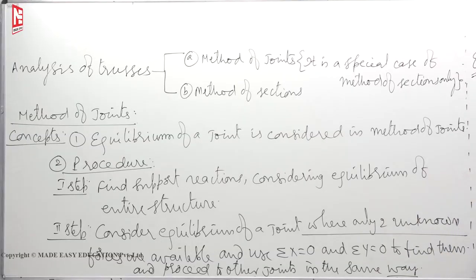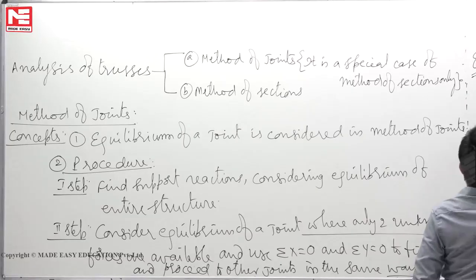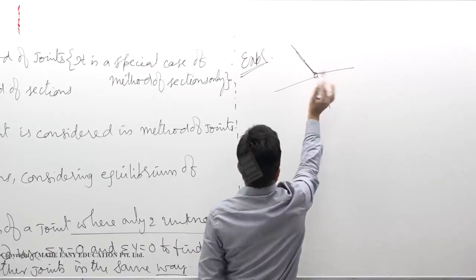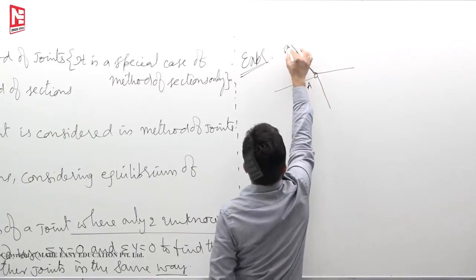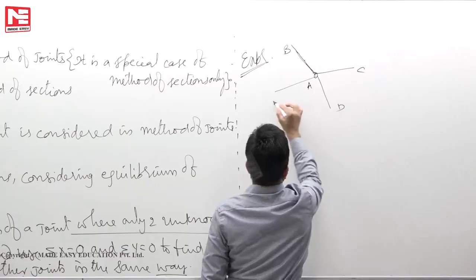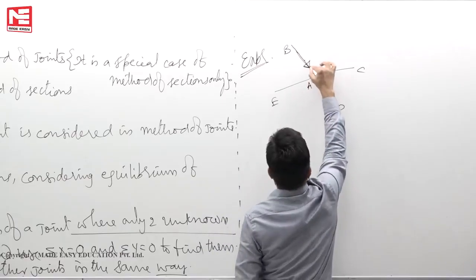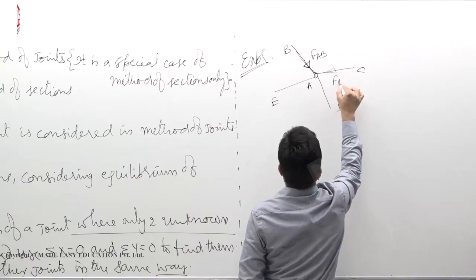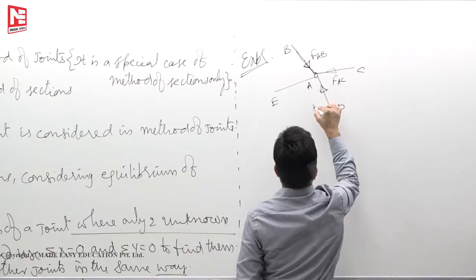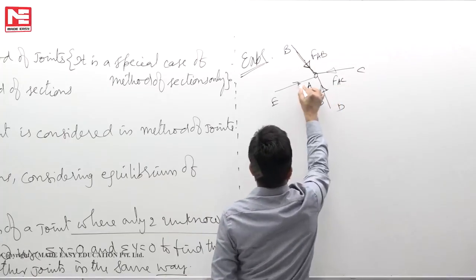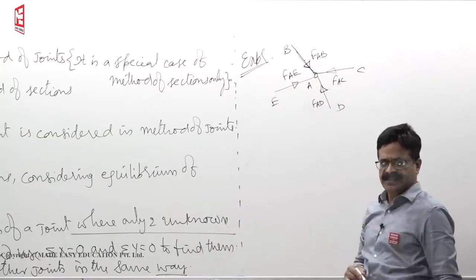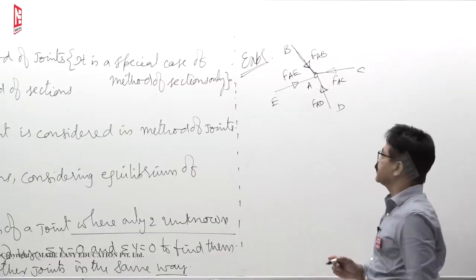Assume that at a joint so many members are meeting, forces are meeting. This can be members or forces, whatever way you want to call it, A, B, C, D, E, let us say. This is force in the member AB, FAB, force in the member AC, force in the member AD, AE. Some forces are acting, let us say, so four forces are there.